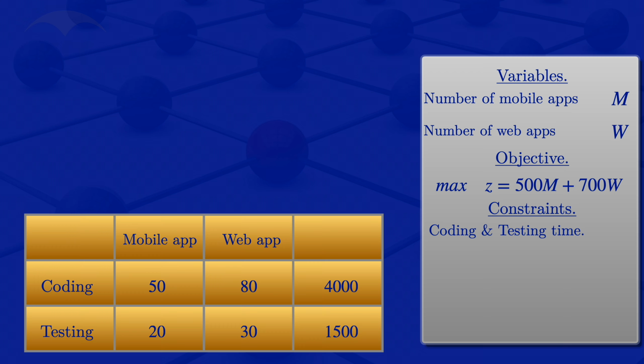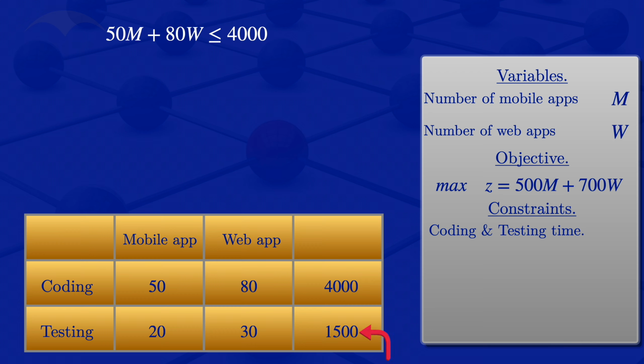I now go on and formulate the constraints. So looking at this first row here, where we are having coding, each mobile app requires 50 hours and each web app requires 80 hours of coding. And we are making M mobile apps and W web apps. So the total time spent on coding will be 50 times M plus 80 times W. And we are saying it should not exceed 4,000. So our constraint there will be 50M plus 80W is less than or equal to 4,000.